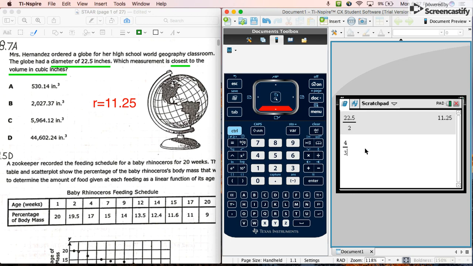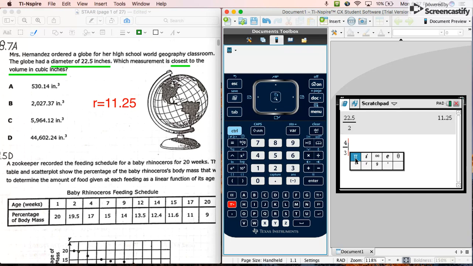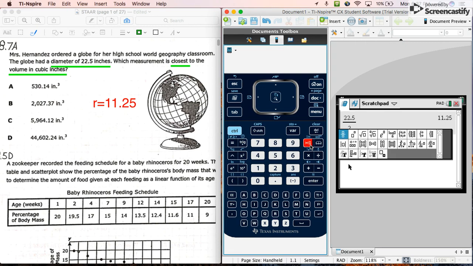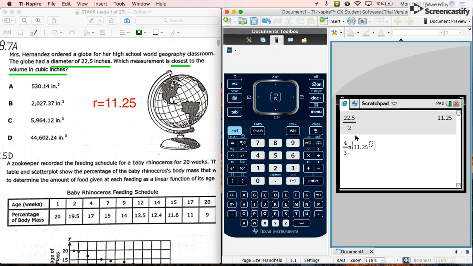Now, I want you guys to notice something. You cannot be in the numerator or the denominator. You have to click over to continue the formula. The second thing I'm going to do is plug in pi, which is right here. Now that I have pi there, I'm ready to put in my radius. So I'm going to put in parentheses. You don't have to, but I like putting in parentheses because I'm old school, and I want to make sure I put it in right. It's 11.25, and then going back to my money button, I can put in an exponent of cubed, which is a 3. Now, clicking over on my touchpad so I'm not in the exponent, I close my parentheses.